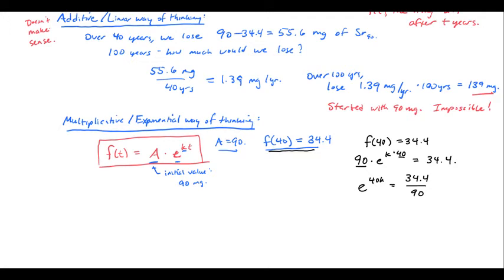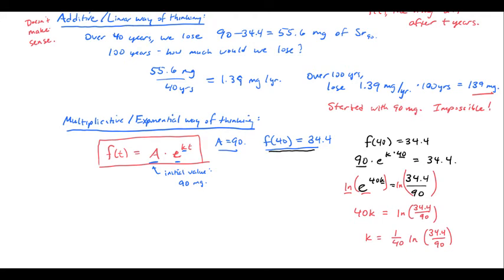And then if I want to unwrap what k is, I need to somehow get rid of this exponential, this e to the. How do I get rid of e to the? With a natural log. So I'm going to take the natural log of each side. The natural log of e to something is just that thing. Natural log and base e exponential are inverse functions. So 40k is equal to the natural log of 34.4 over 90. So k is equal to 1/40th of the natural log of 34.4 over 90.